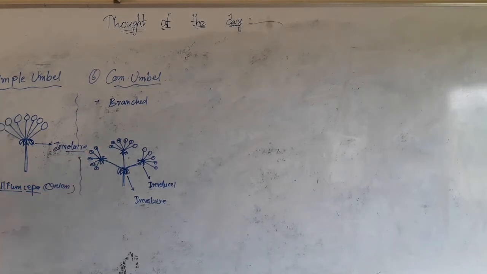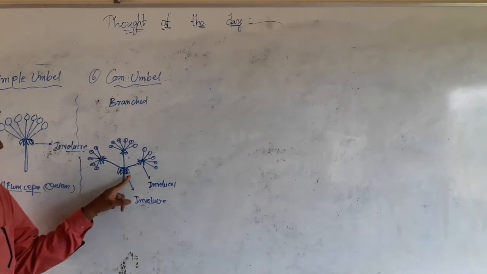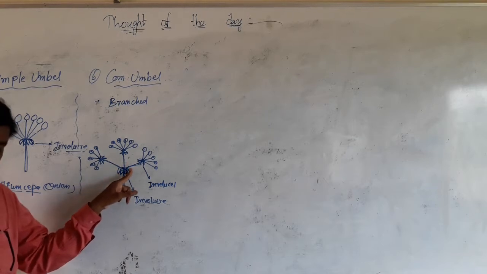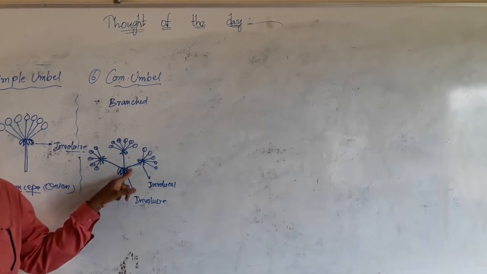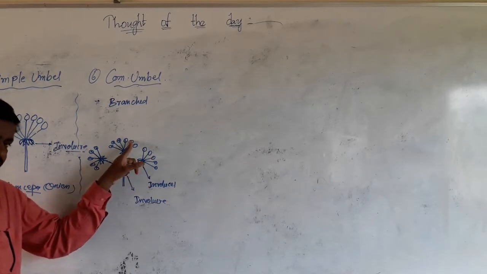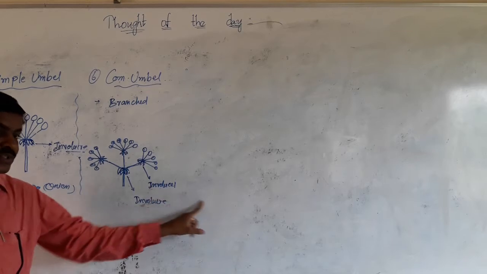Very, very important. What is the position of involucre of bracts in a simple umbel and in a compound umbel? In a simple umbel, they are present at the basis of flowers. Is that right or not? But in the case of a compound umbel, the involucre of bracts are present at the basis of branches. Okay? And the same structures are also present at the basis of flowers in this inflorescence, but they are called involucel of bracts.